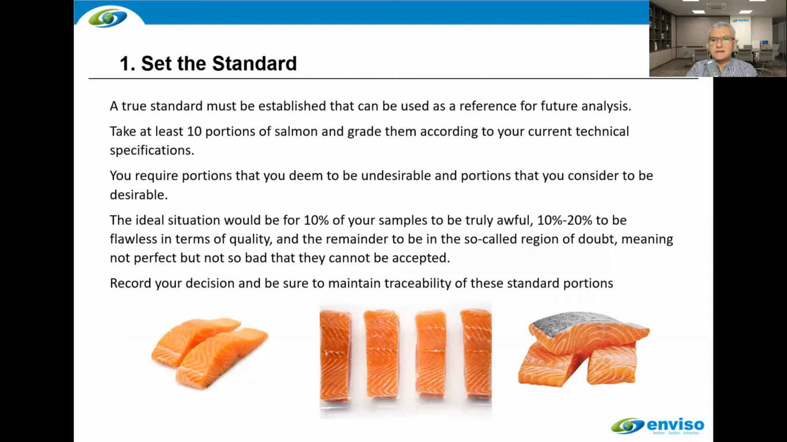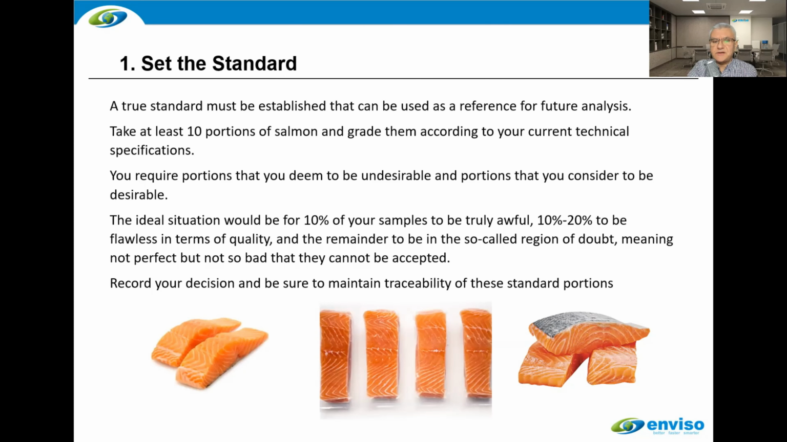Step 1. Set the standard. A true standard must be established that can be used as a reference for future analysis. Take at least 10 portions of salmon. Grade them according to your current technical specifications. You require portions that you deem to be undesirable and portions that you consider to be desirable.